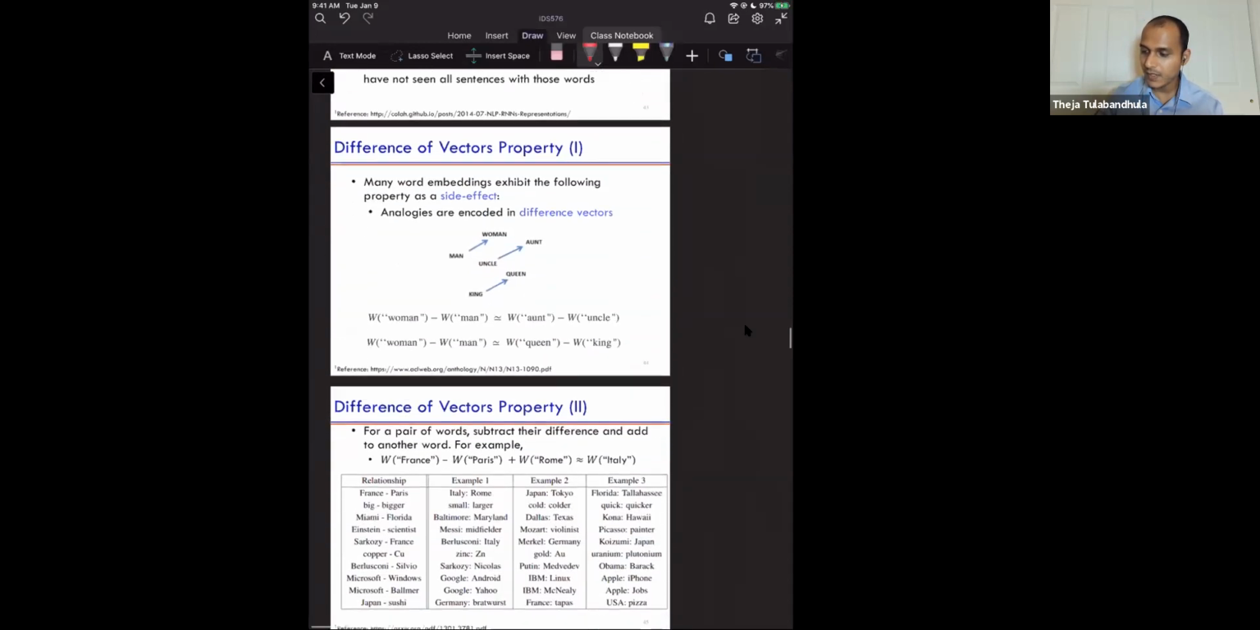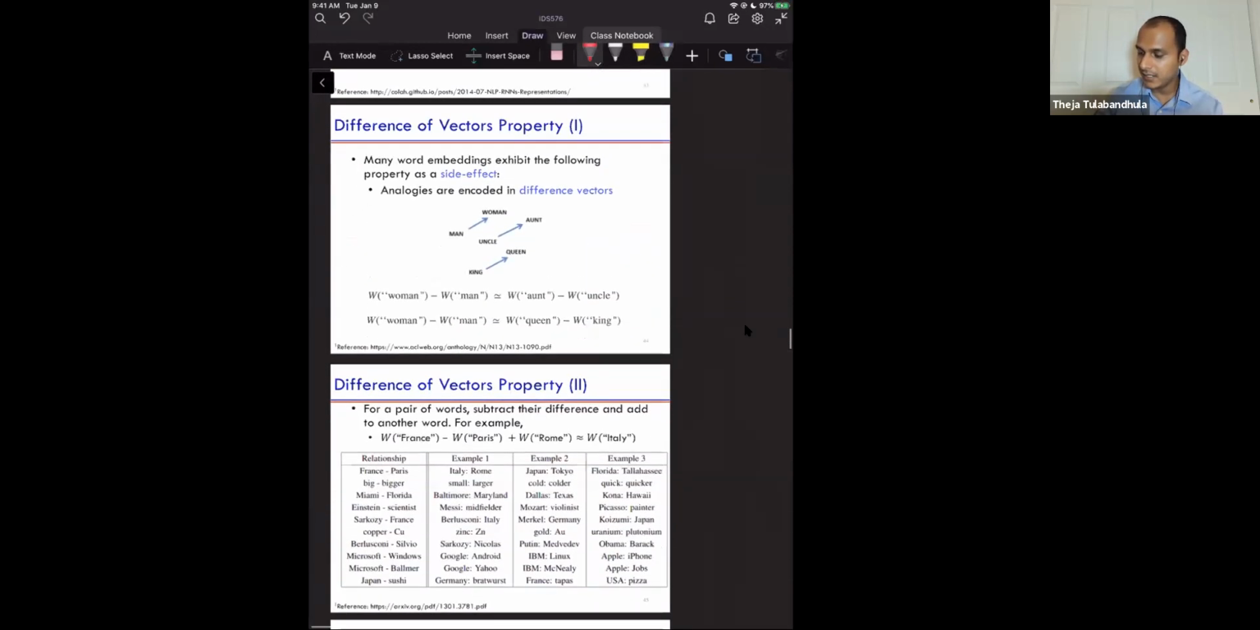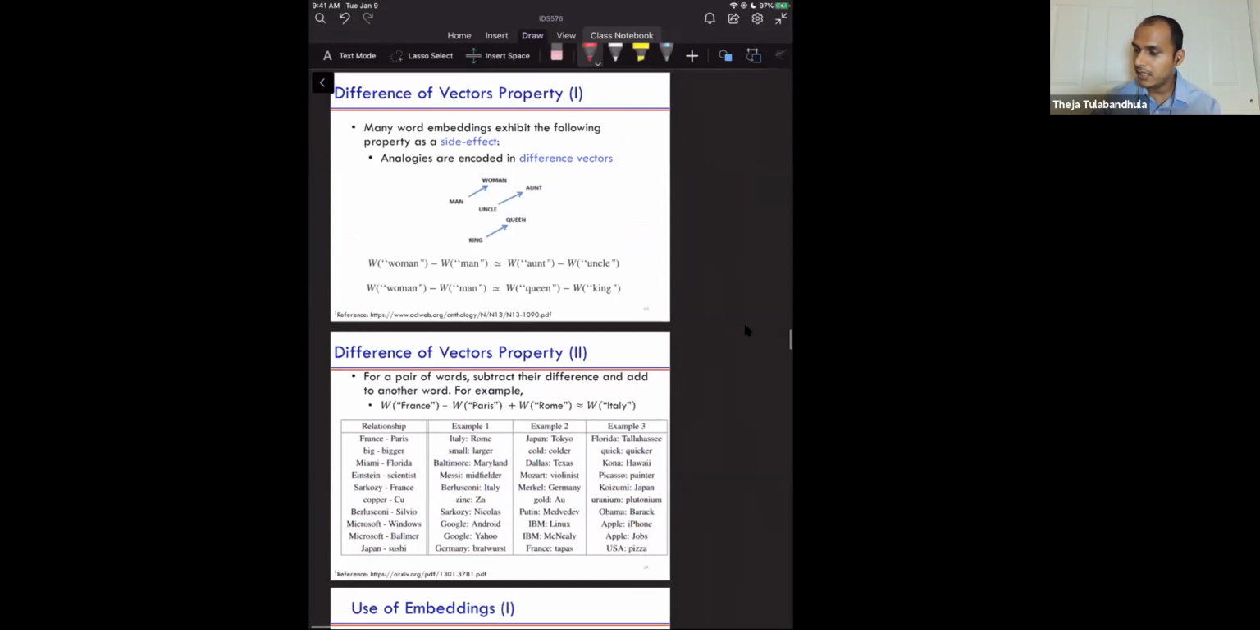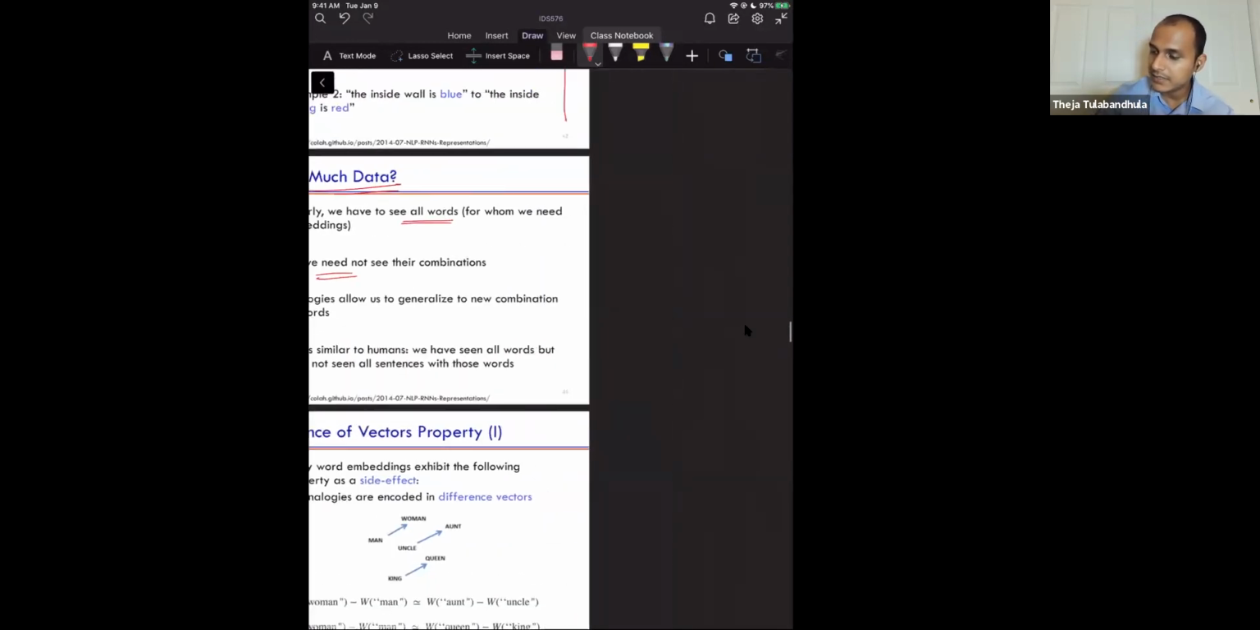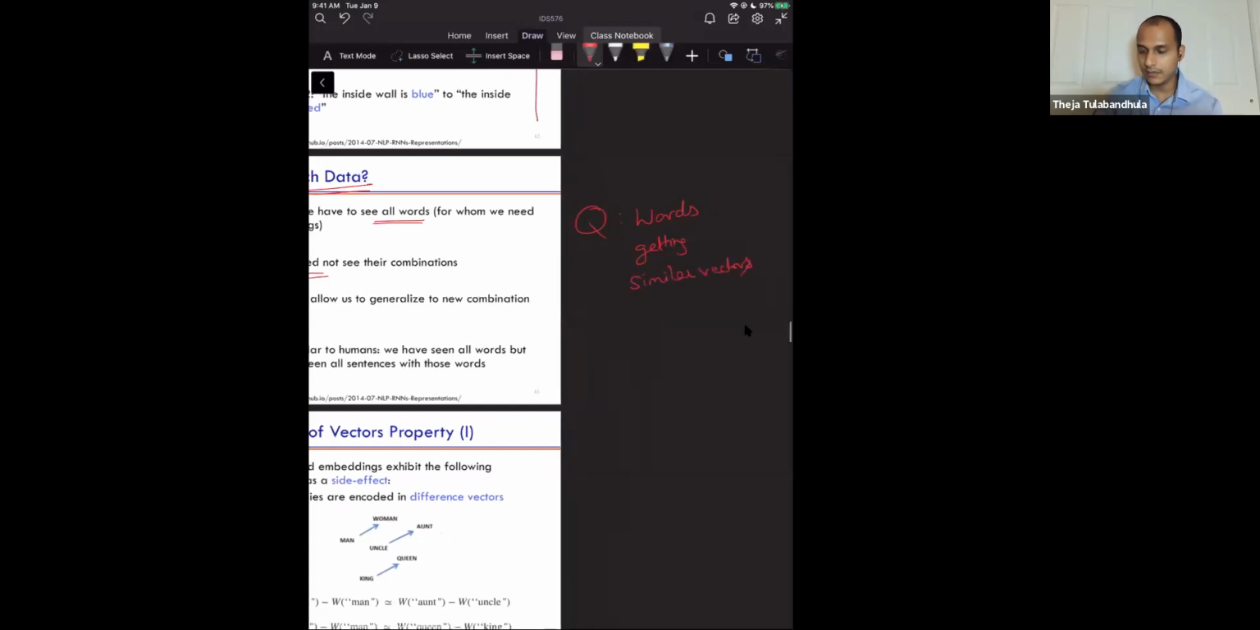So one last thing about embeddings. The question that we still want to answer, and I thought it would be pretty close, is how are words getting similar vectors through the auxiliary task that we saw? And we'll concretize this. We'll answer this question using Word2Vec, okay?